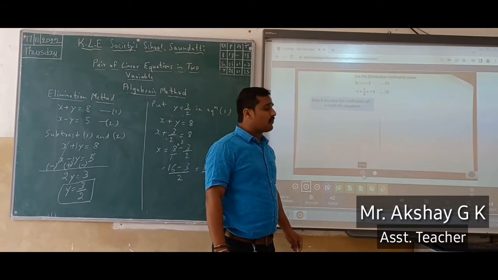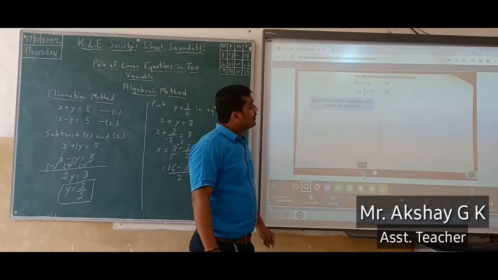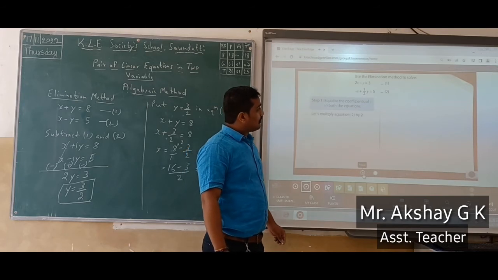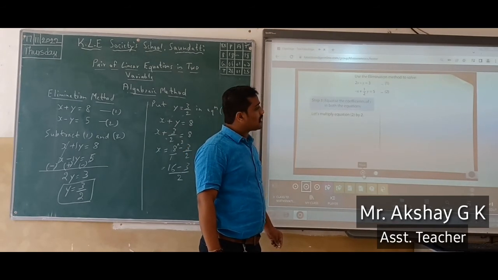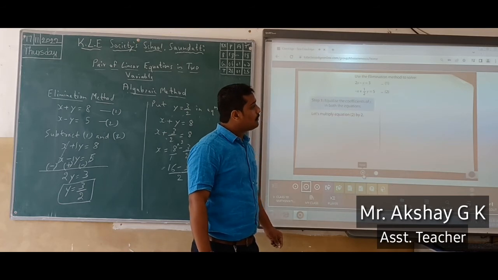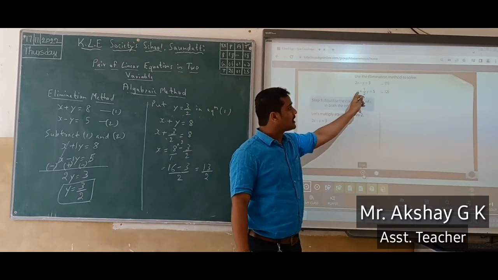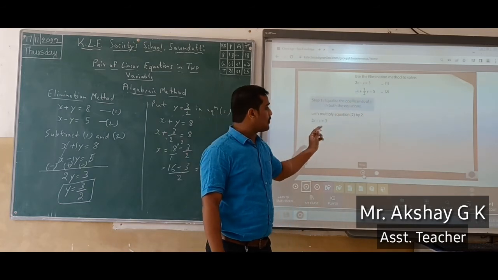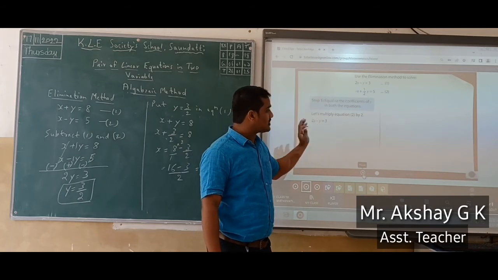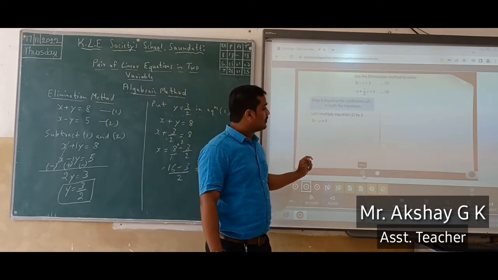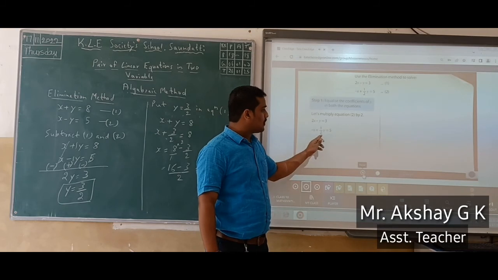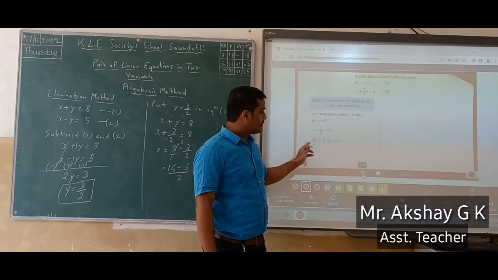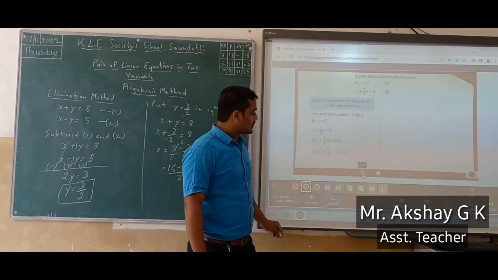Equalizing the coefficients of y in both the equations. Let us see here. Let's multiply equation 2 by 2. Why? Because in equation 2, the variable x is not having any coefficient here. So I have to multiply. The first equation will be as it is. The second equation should be multiplied by 2. Or we can take the LCM here. We will get the simple form.